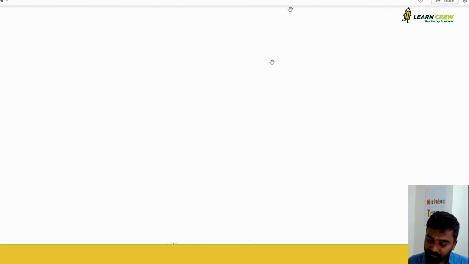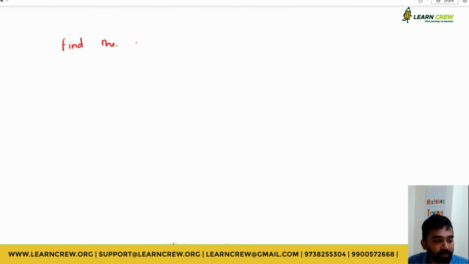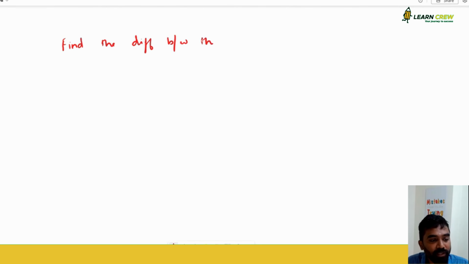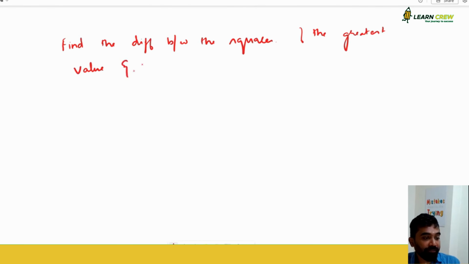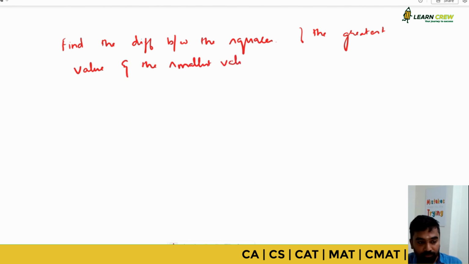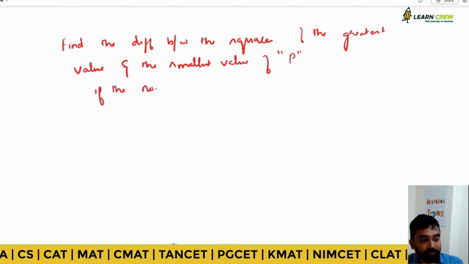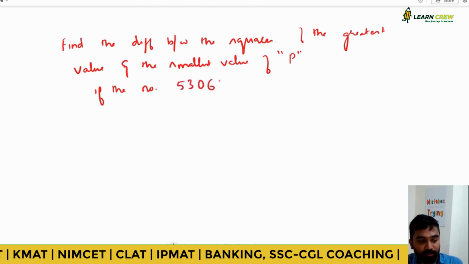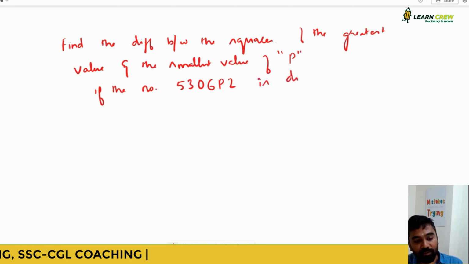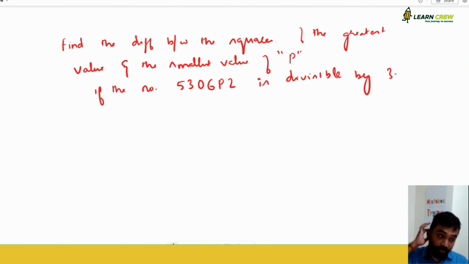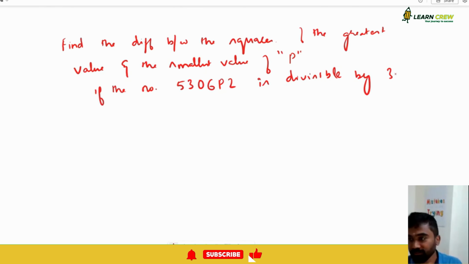Okay. Find the difference between the squares of the greatest value and the smallest value of p, if the number 5306p2 is divisible by 3. Fine. They're asking you to find the difference between the squares of the greatest value and the smallest value of p. What is the question asking for? Find the values of p, the smallest value and the greatest value of p. What is the difference? Find out.